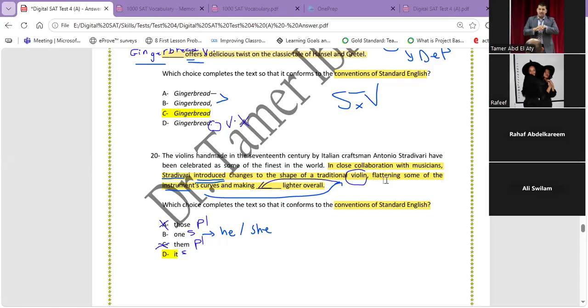Then we have here a modifier: flattening some of the instrument's curves and making. We're talking about the violin, we're talking about the instrument. So it's singular. So delete A and C. Can I say one? Now "one" is going to be instead of he or she. So it's better to say it. It. Making it lighter overall.